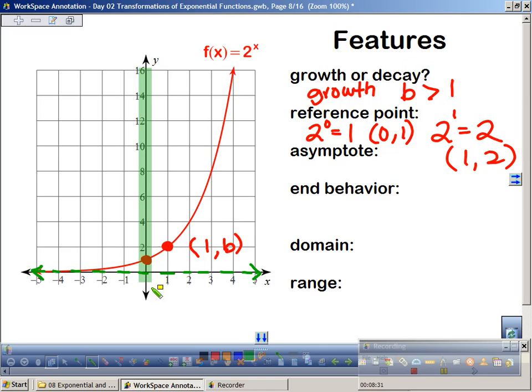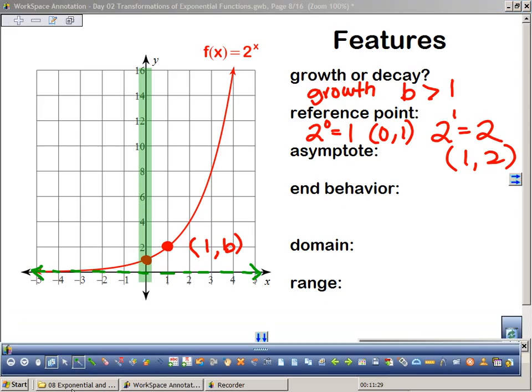All right. The last thing I want to talk about is just naming this asymptote. What is this asymptote? What if it was here? What would we call it?